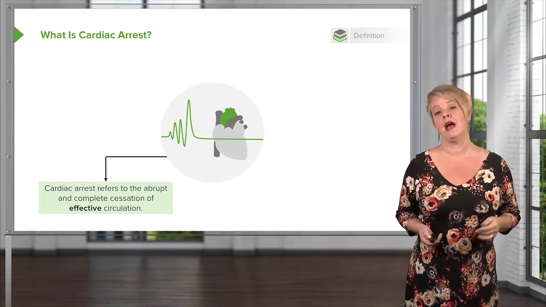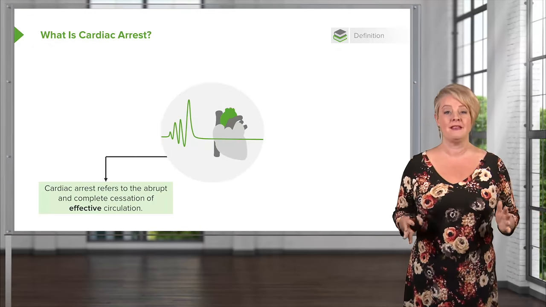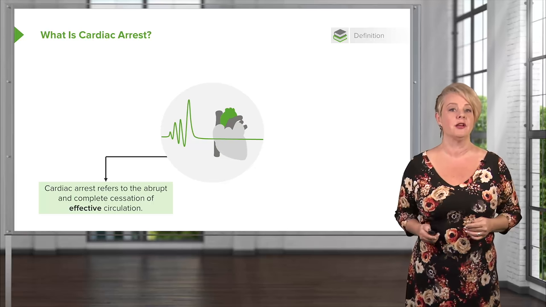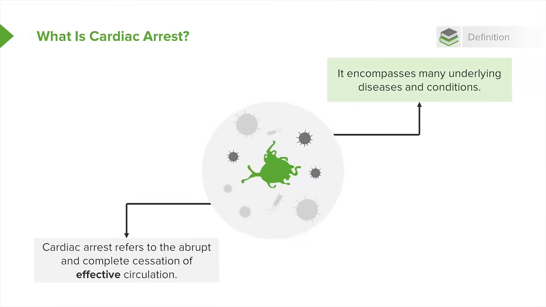So what is cardiac arrest? The term cardiac arrest refers to the abrupt cessation of effective circulation. Basically, it means the heart is stopped. It encompasses a lot of different underlying diseases and conditions, but the final common pathway in each case is that the heart is not producing the effective circulation of blood to the body.